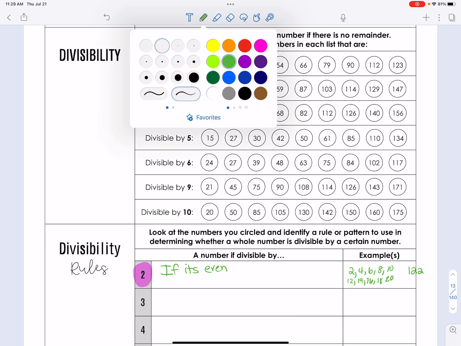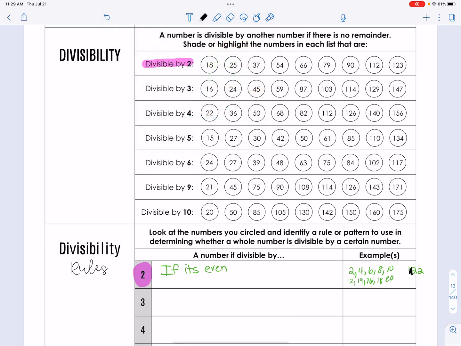You only care about the last number. So you really just need to remember 2, 4, 6, 8, and 0. You really have to remember 5 numbers. If it ends with a 0, a 2, a 4, a 6, or an 8.